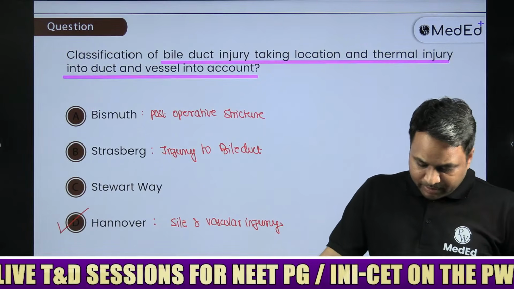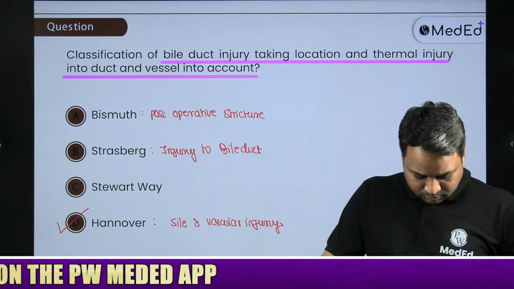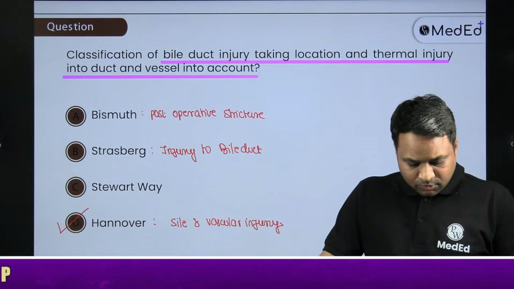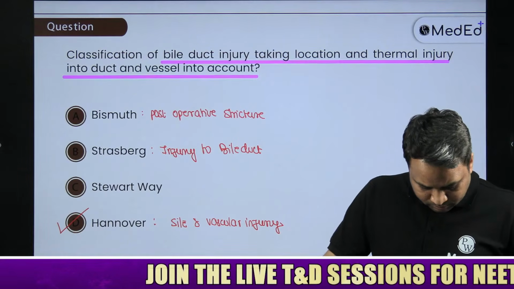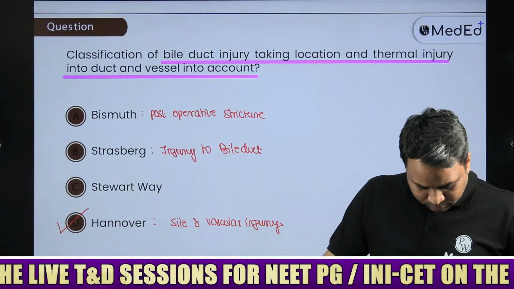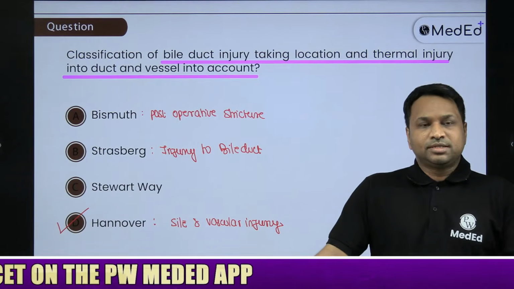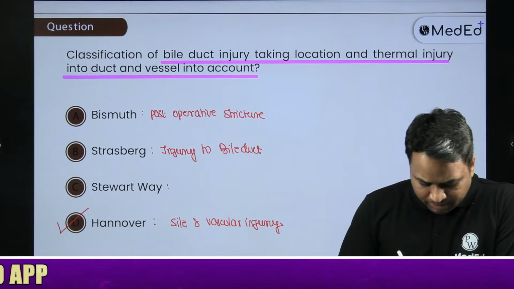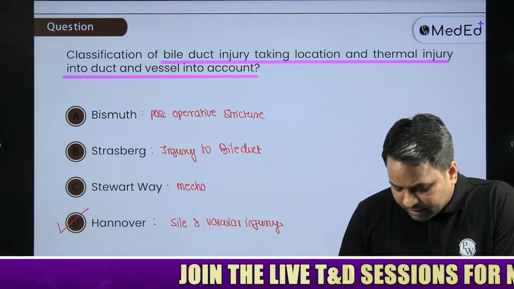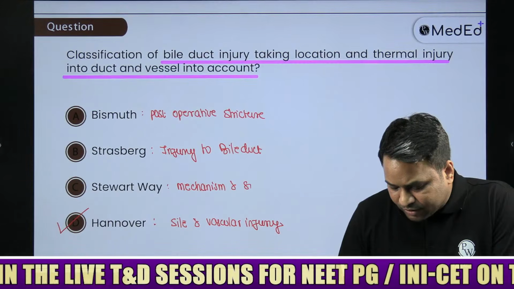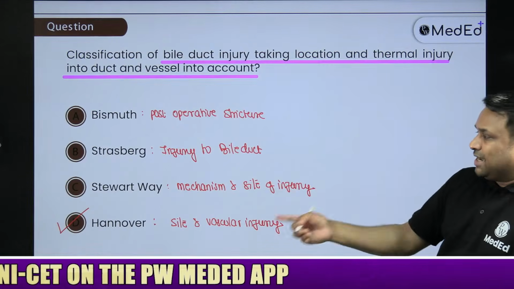So for any doubts, guys, quick feedback. Somebody is asking about Stewart. But Stewart is also for bile duct injury only, and here we consider only two things: the mechanism of injury and the site of injury. If we're talking about the duct and vessel, then it is Hanover.